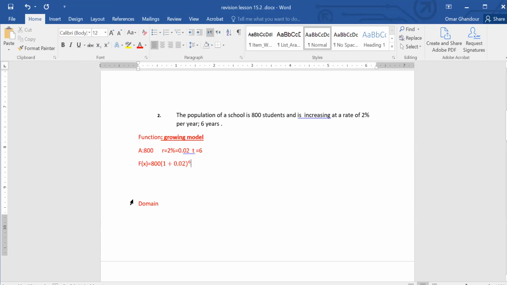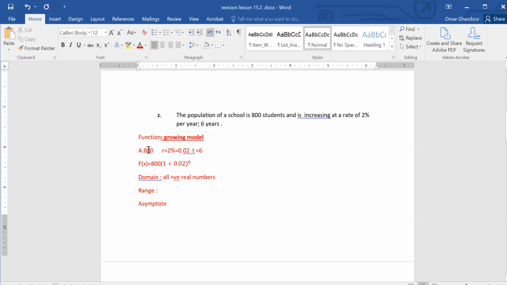Okay, we need to find the domain. What is my domain? Actually, without even looking again at the picture, this is a growing model, right? So it's going to be going up. So again, the domain is going to be all positive real numbers. If you practice on this a lot, you will not even need to graph it many times. It will be stuck in your head.